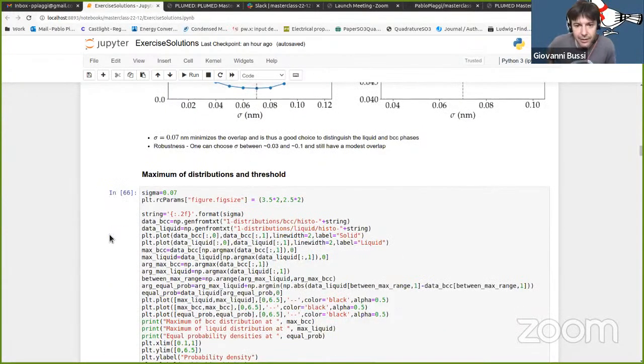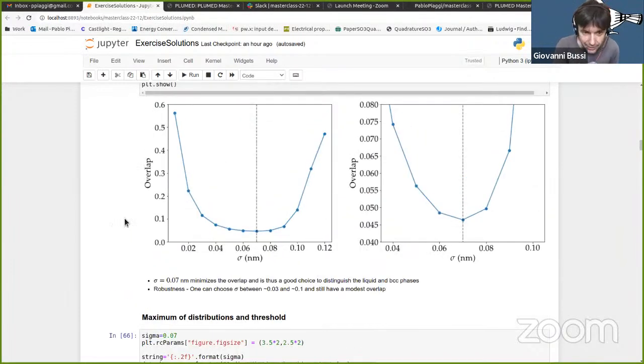Sorry, Pablo, can I ask a question? Sure. So about this, quantitatively, how can one interpret this number? Does it mean that one atom every 20 will be misassigned, more or less?